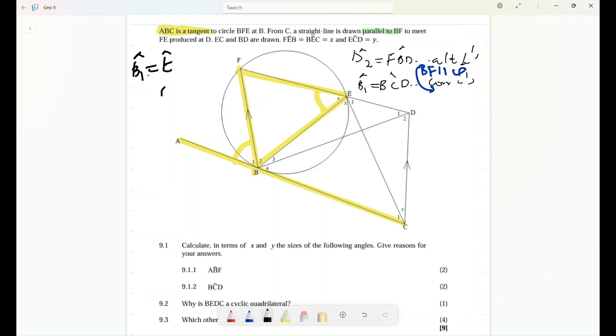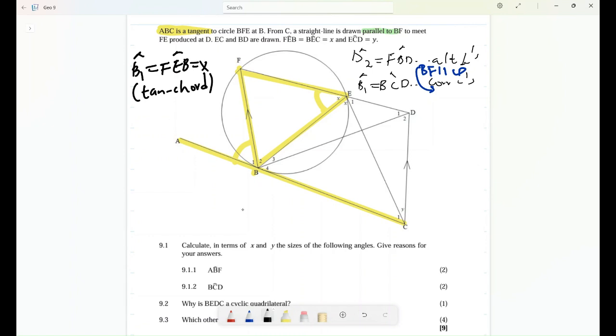Angle FEB, which is equal to X. Why am I saying that? The reason for this one is what? Tan chord theorem. All right.